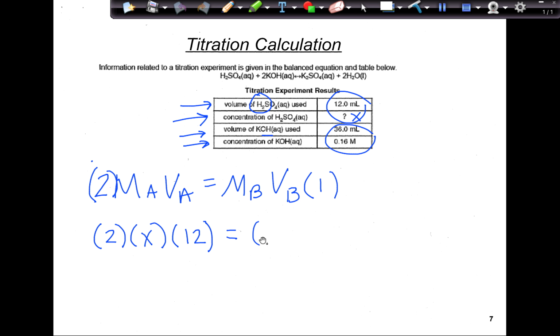We wind up with 24x equals 5.76. Divide both sides by 24, and we get the molarity of the acid to be 0.24 molar.